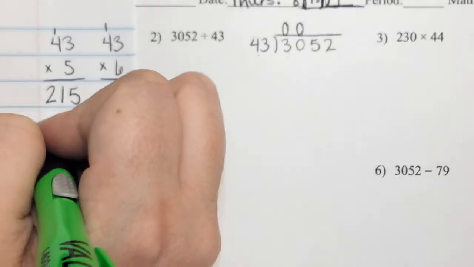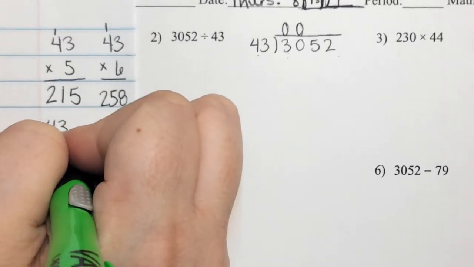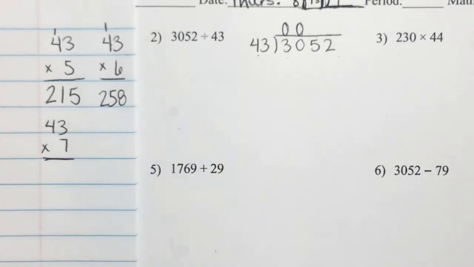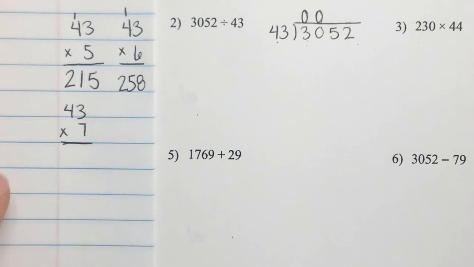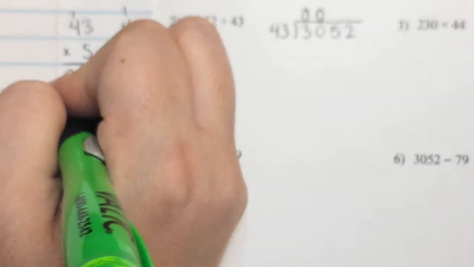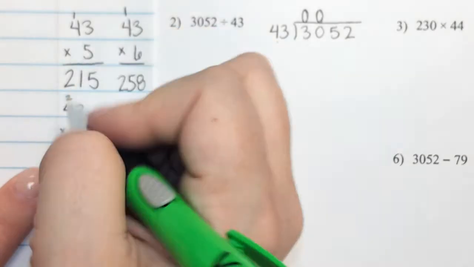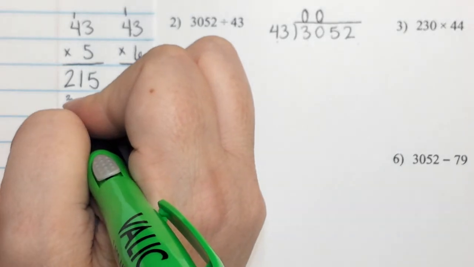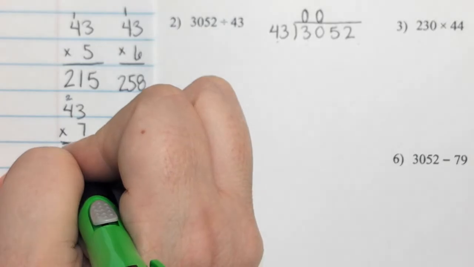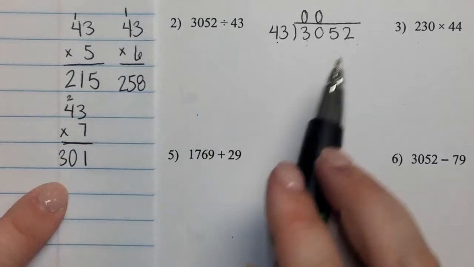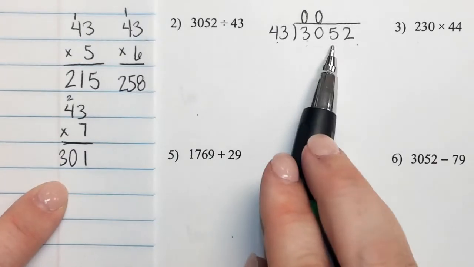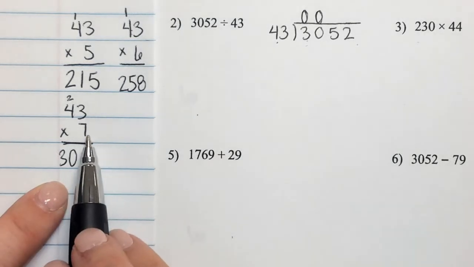43 times 7. 7 times 3 is 21. Carry the 2. 7 times 4 is 28. Plus the 2 gives me 30. So I get 301. That's really close to 305. So that's probably a good number to use.